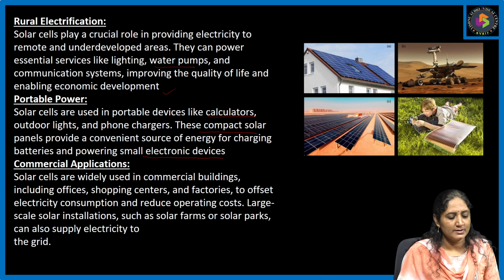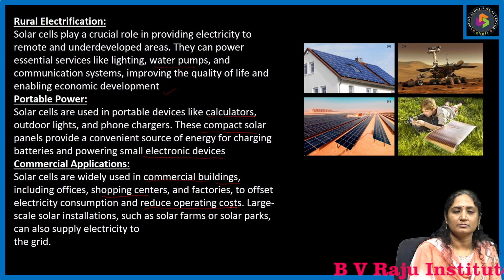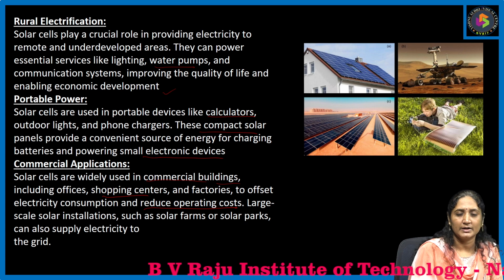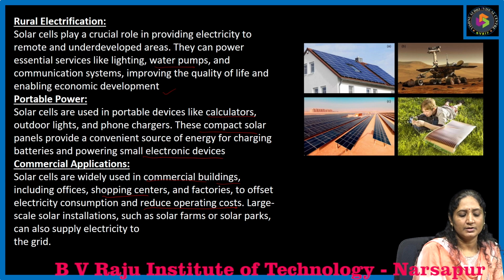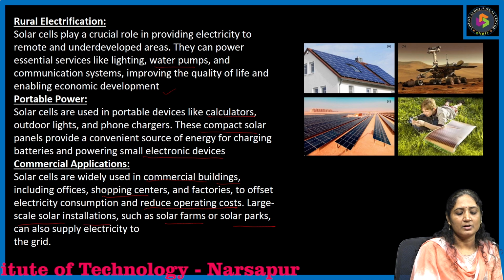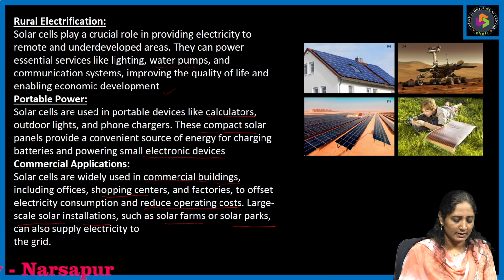And about the commercial applications, these solar cells are mostly used in commercial buildings like industrial buildings, including offices, shopping centers and factories, mostly in factories. So we can use solar panels, which reduce the operating cost. Because of this, we can reduce the operating cost also. We can provide our own energy. We can supply it. And large-scale solar cell installations, such as solar farms and solar parks, can also supply electricity to the grids. So after installing these also we can supply to the grids.